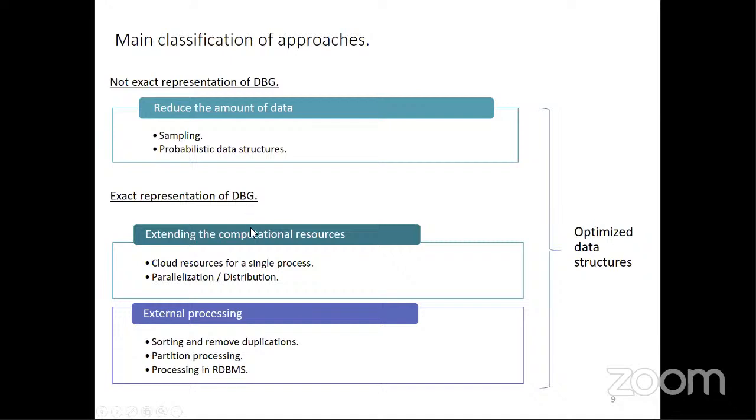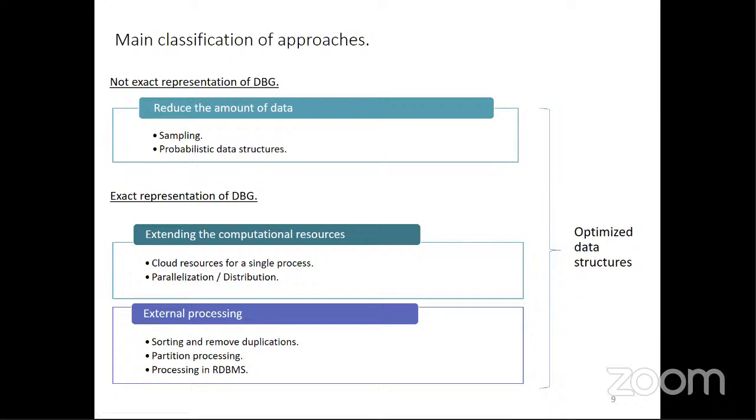The second group considers solutions that increase the memory resources for the same amount of data, for an exact representation of the Bruijn graph, extending the computational resources through parallelization, for example, and through some techniques like partitioning or distributing in external memory.